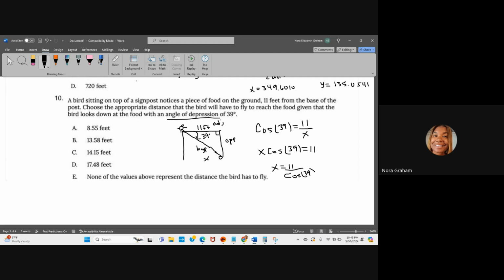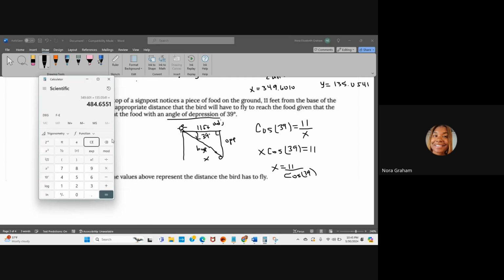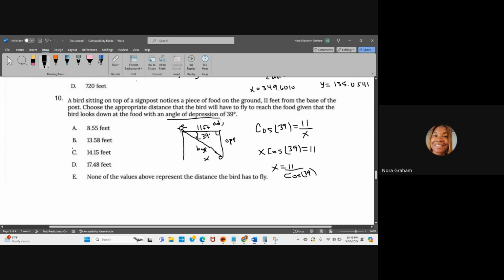This is all calculator work right here. You plug this in your calculator. I'll show you guys really quick. Make sure you're in degrees. I do 11 divided by cosine of 39. That's going to equal 14.1543, which is C. Because we just found how far the bird flew, our hypotenuse, to get from the top flying down to his food.